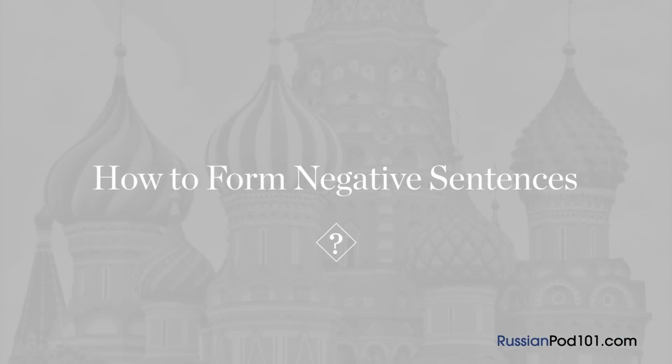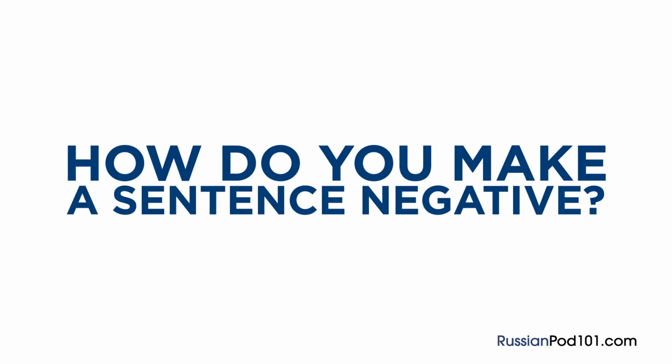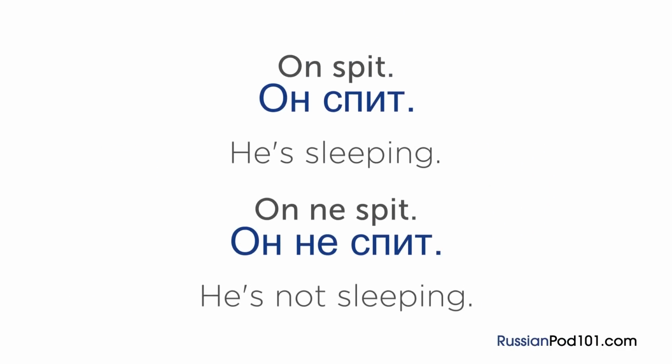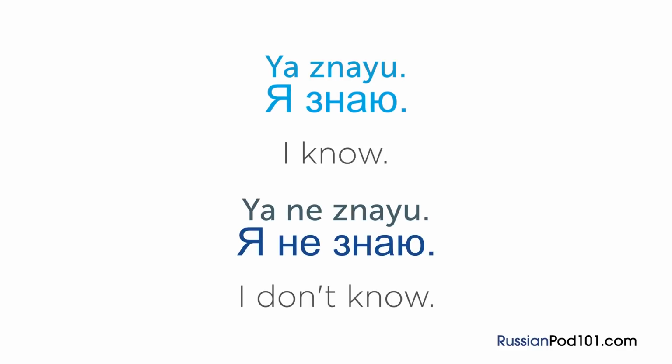Now you know how to create basic sentences in Russian, but how do you make a sentence negative? Negation in Russian is easy. Just add "не", meaning no, before the verb. Он спит. Он не спит. Я знаю. Я не знаю.